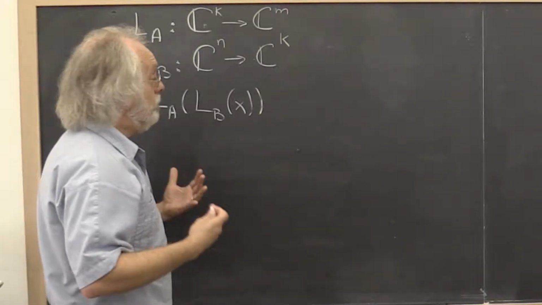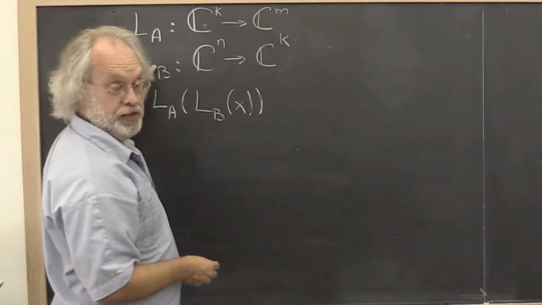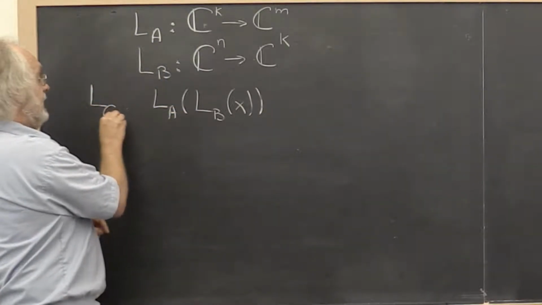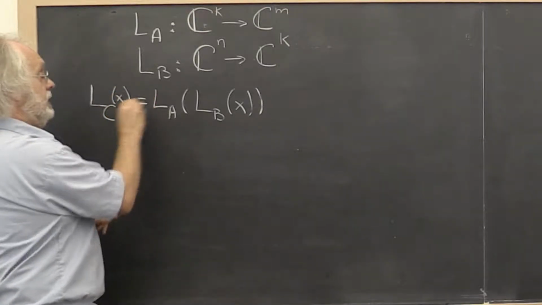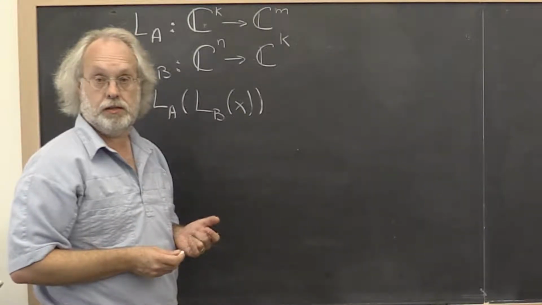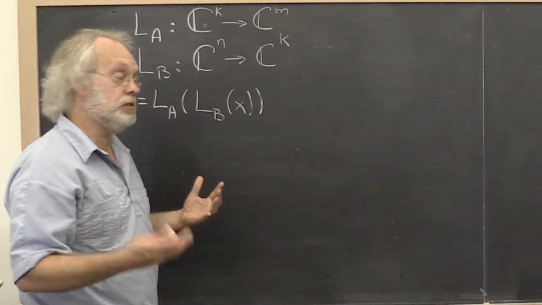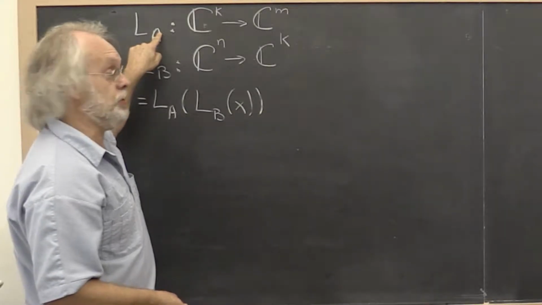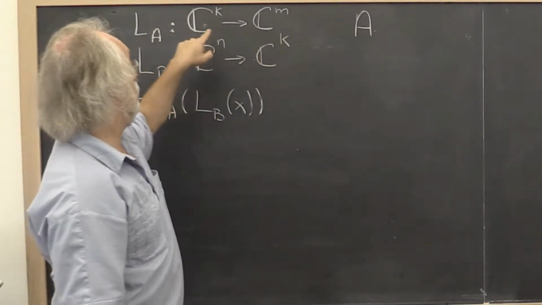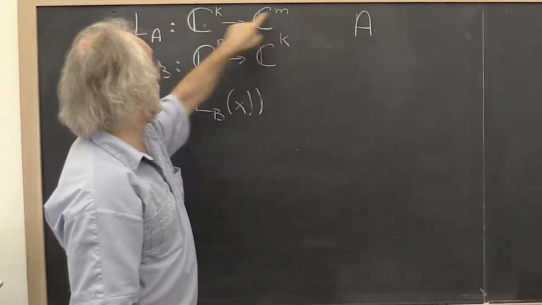All right, now, if LA is a linear transformation and LB is a linear transformation, then you can prove that the linear transformation defined by composing these two is itself a linear transformation. All right? So, what does that mean? We just learned that this linear transformation can be represented by a matrix. Let's call it A. And notice that that matrix would have m rows and k columns.